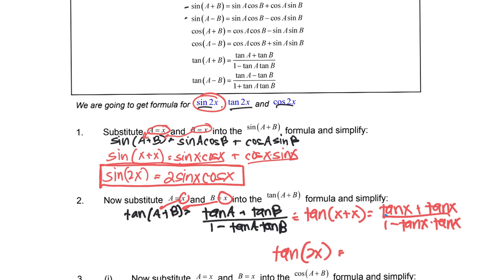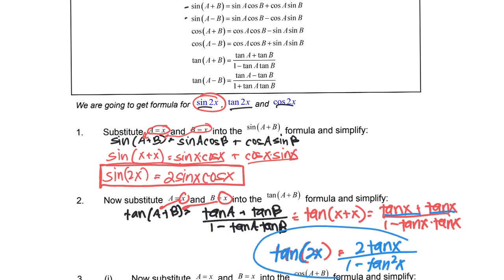We have tan x plus tan x, which is 2 tangent x. And then down below, tangent x times tangent x is just tangent squared x. So there is our second formula.